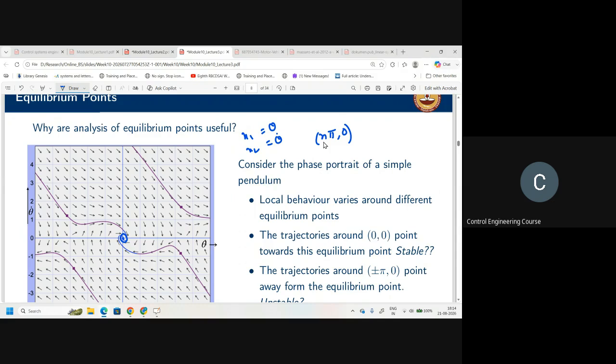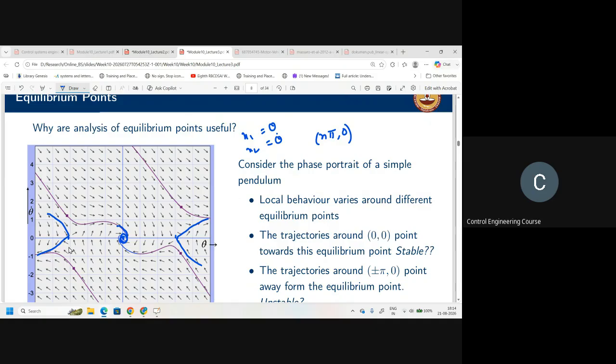These are the equilibrium points. Here is one equilibrium point and here is another. If the system is nearby, then it is going towards that equilibrium point. This is called a stable equilibrium point, where the trajectories are going towards it. Here it is diverging, whereas here, if anything comes in, it goes in this direction. So these are all unstable equilibrium points.